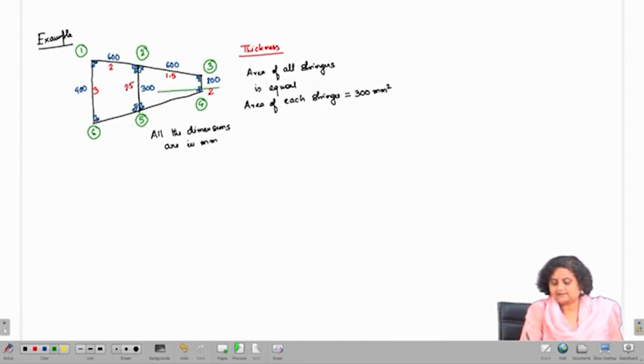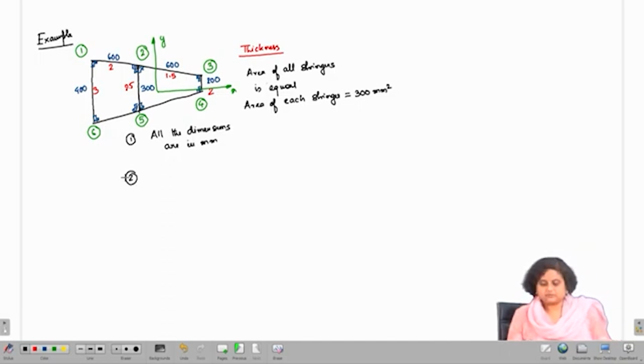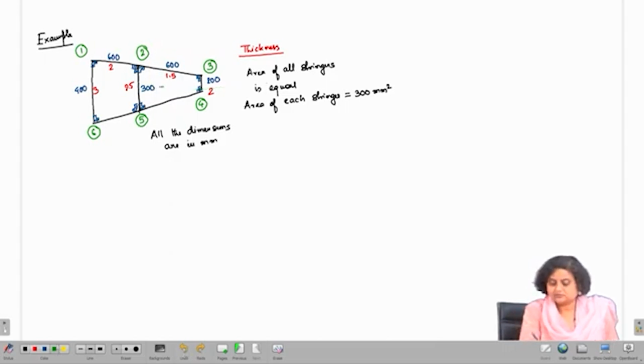So, this is the x axis, this will be the y axis. The second point is that the cross section is symmetric. I unfortunately didn't draw the x axis to be symmetric. The cross section is symmetric about the x axis. So, the first point is this. The second point is that the cross section is symmetric about x axis.